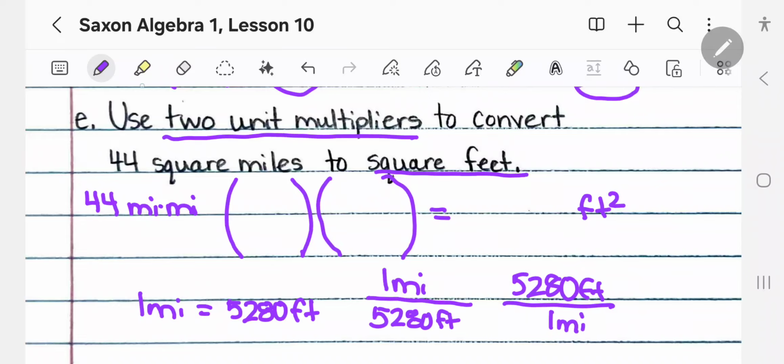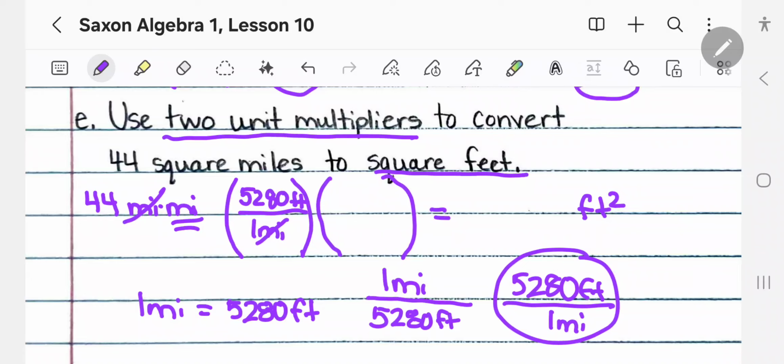Okay, now how do I know which one I want? Well, I want miles to cancel, so I need miles right here, right? So let's go to the one that has miles on the bottom. So we're going to put 5,280 feet over 1 mile, and that mile will cancel with that mile. And we need to cancel this mile, right? So I'm going to need to do the same thing again, 5,280 feet over 1 mile, and that mile will cancel with that mile. So my units worked out. Okay, I'll be in feet squared here.